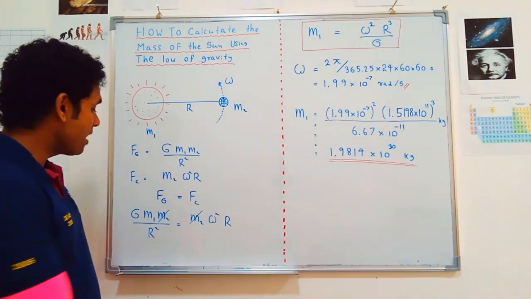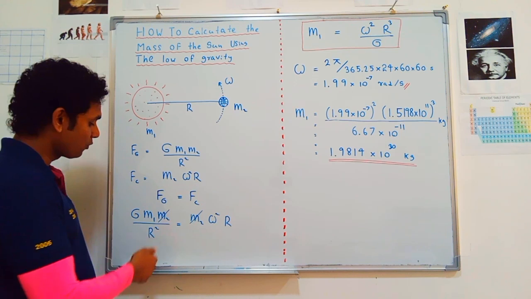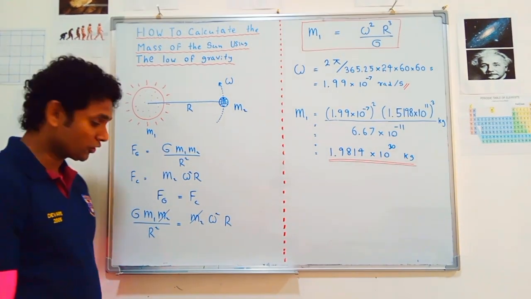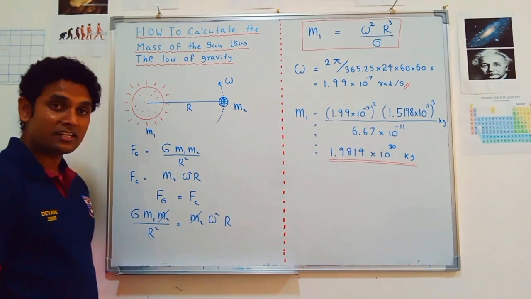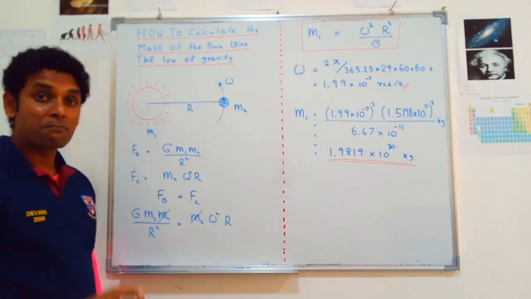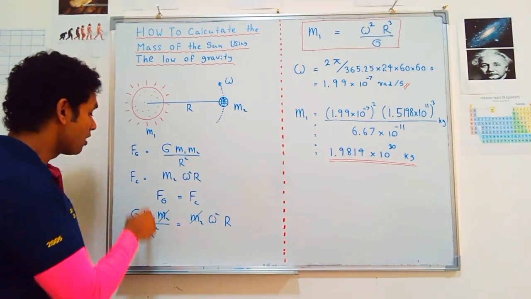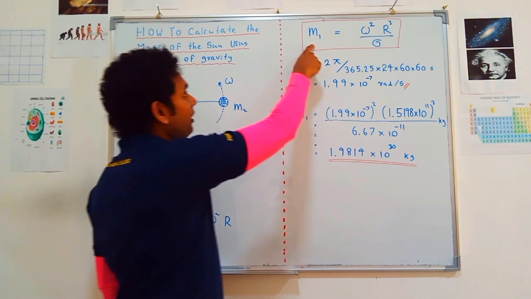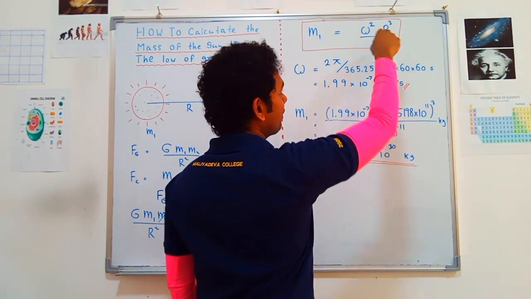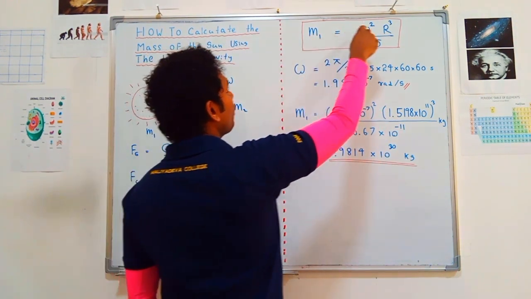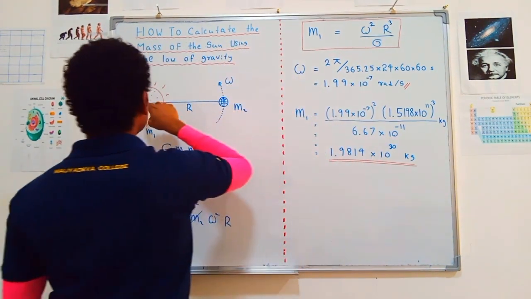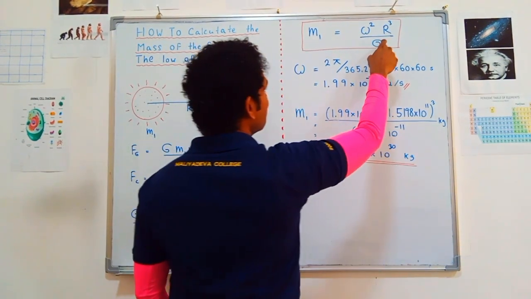Now what will happen? The mass of the earth will be cancelled out. And finally, what we want to calculate is m1, the mass of the sun, so we isolate the mass of the sun in one place and take all the other things to the other side. That is called making m1 the subject. So m1 is equal to omega square r cube divided by G, the gravitational constant. m1 is the mass of the sun, omega is the angular speed of the earth, r is the distance from the sun to earth, and G is the gravitational constant.